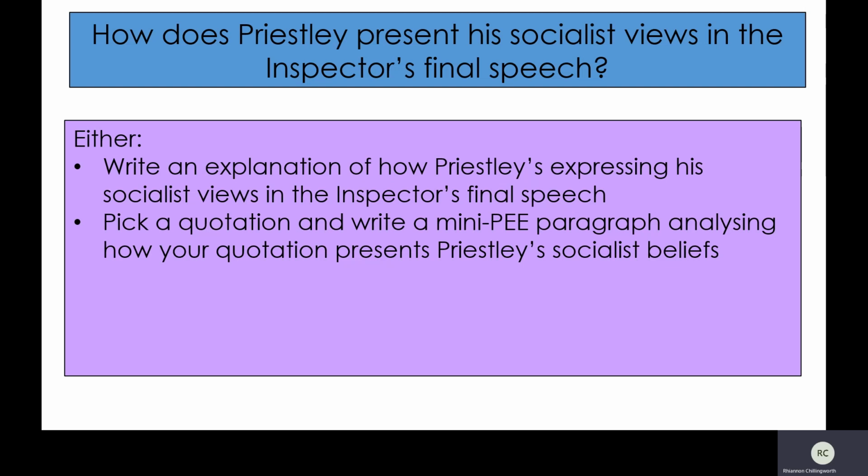And then I'd like you to answer this question, please. How does Priestley present his socialist views in the inspector's final speech? So you could either write an explanation of how Priestley is expressing his socialist views in the inspector's final speech, or pick a quotation and write a mini PE paragraph analysing how your quotation presents Priestley's socialist beliefs. So either just write a brief explanation about what socialist message Priestley is saying in the inspector's speech, or you can pick a quotation and write a mini PE paragraph instead. So you can pause the video and get that done.